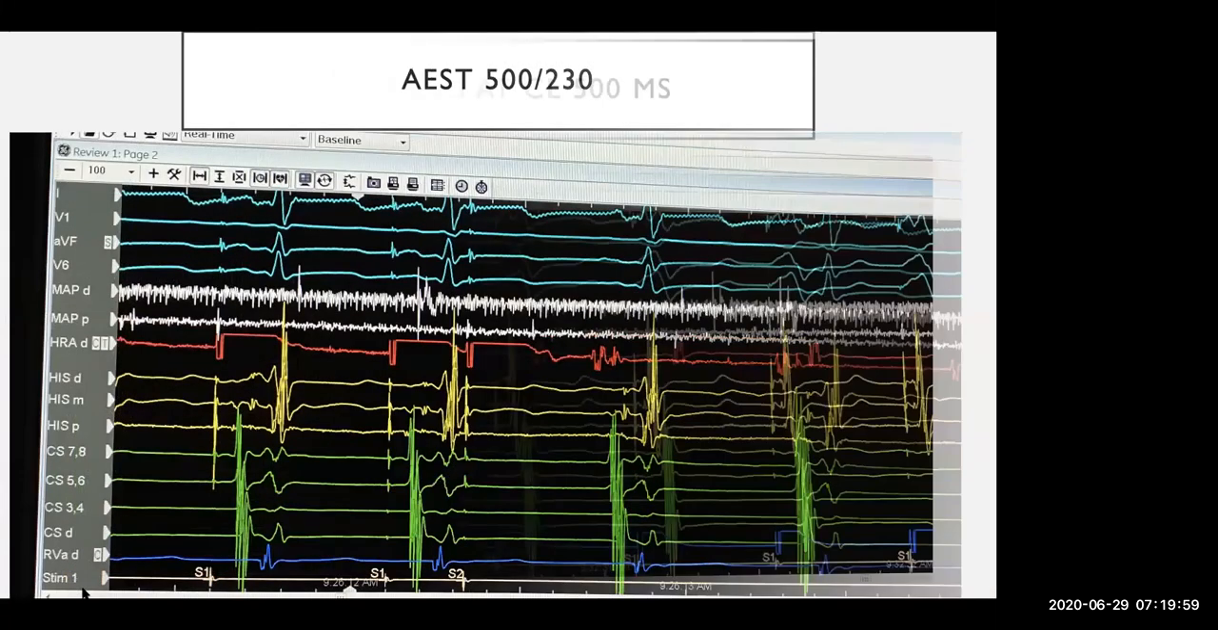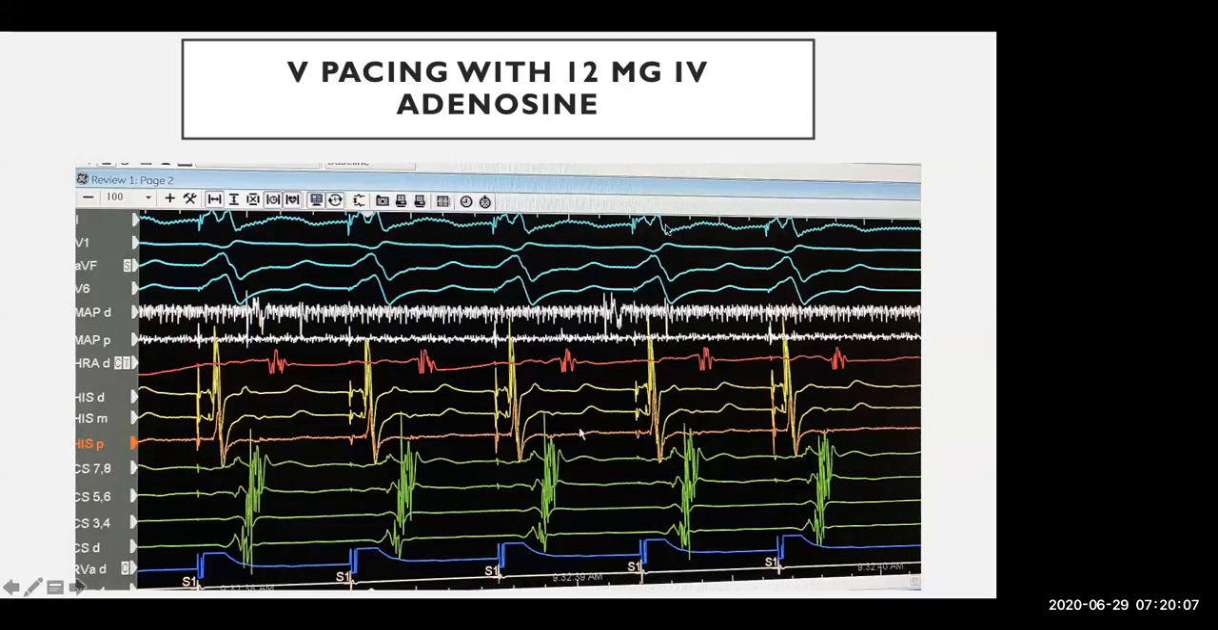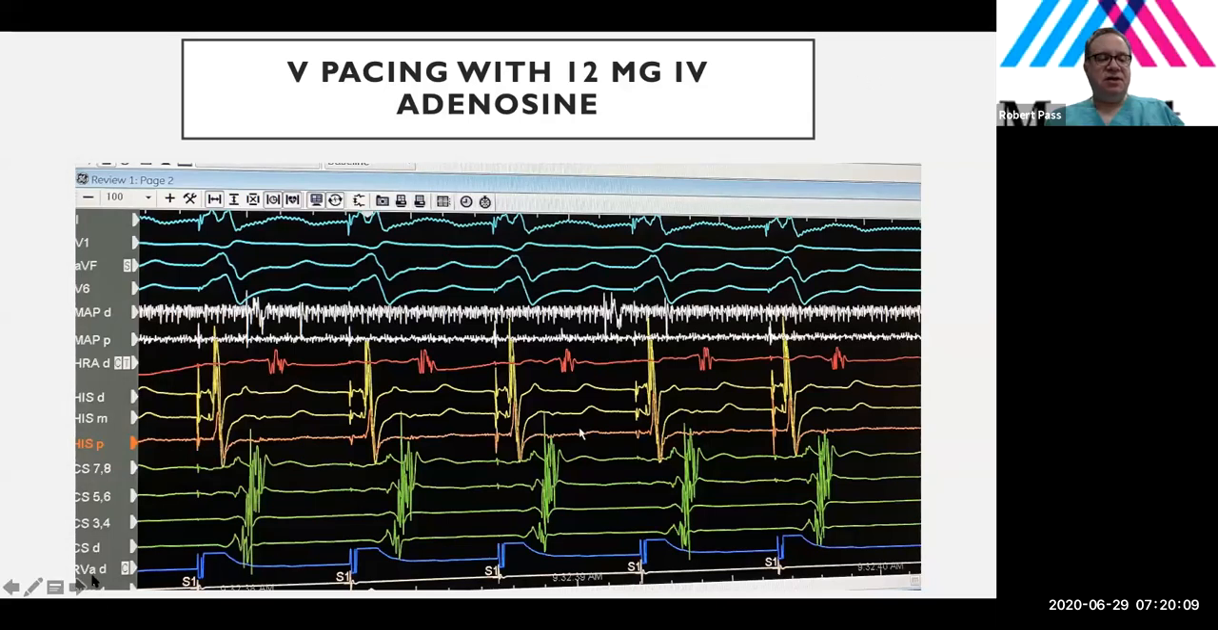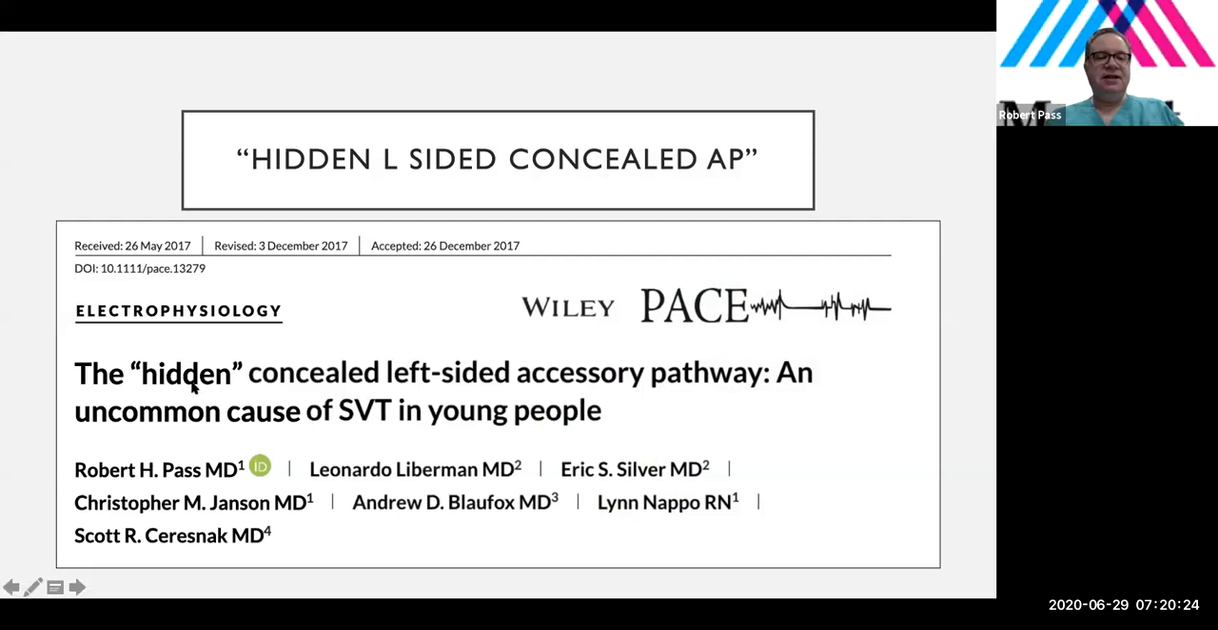So that's demonstrating that there is a pathway, but that when we pace the right ventricle, we don't see it. And this is actually an interesting observation. We published this a few years ago, and we refer to this as the hidden concealed left-sided accessory pathway. This was a multi-center study with all the groups in New York City at the time.